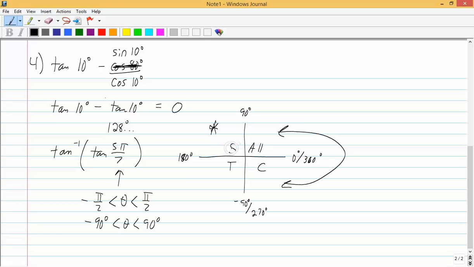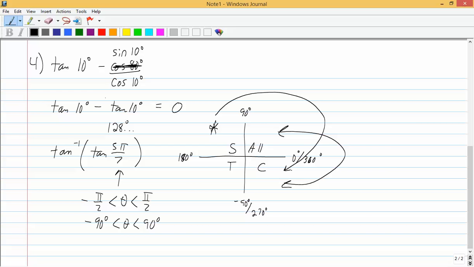So is tangent going to be positive or negative here? Tangent's going to be negative here, right? So since tangent's going to be negative here, then I need to change it to the quadrant where tangent is also negative, where it's defined. So that's going to be the fourth quadrant. So I want to take this angle measure and I want to put it down here. Okay? There's a couple of ways you could do that.